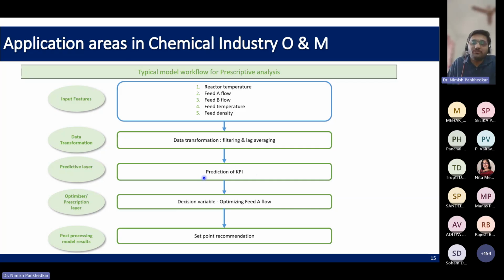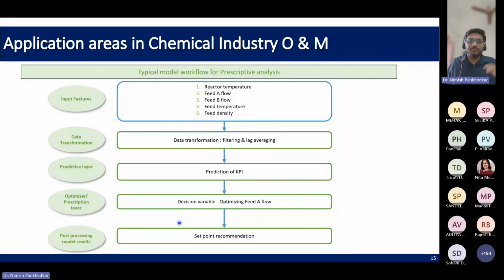Then you develop a model which will give you your target parameter. Then you use the target parameter map. So basically you have a map which tells you, if this is my x1, x2, x3, this is my y. Now you know this map, you try to find different x1, x2, x3 which will give you your target variable y in the required range. So that is the optimizer or prescription layer.